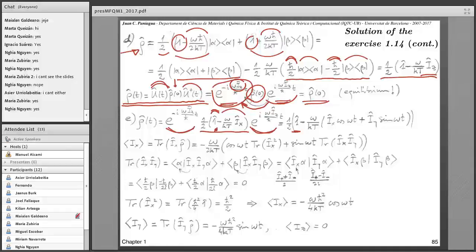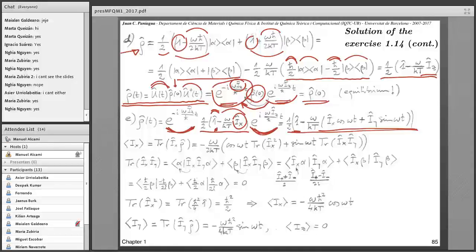What about this other part? We apply the exponential operators on both sides, and we use a hint that is in the statement of the exercise, which tells us that the product of this times this times this is this. This can be verified by Taylor expanding the functions on either side of the equation. It's not difficult to verify this relation. And then we have the expression of the density operator at any time after the pulse.